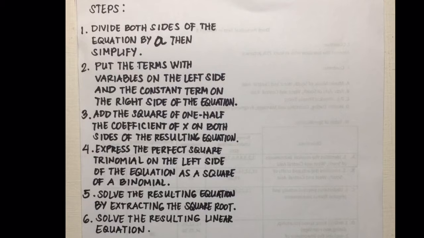Number 2, put the terms of the variables on the left side and the constant term on the right side of the equation. 3, add the square of 1/2 the coefficient of x on both sides of the resulting equation. 4, express the perfect square trinomial on the left side of the equation as a square of a binomial. Number 5, solve the resulting equation by extracting the square roots. And 6, solve the resulting linear equation.